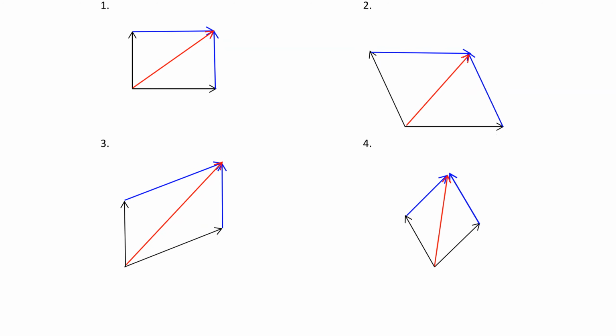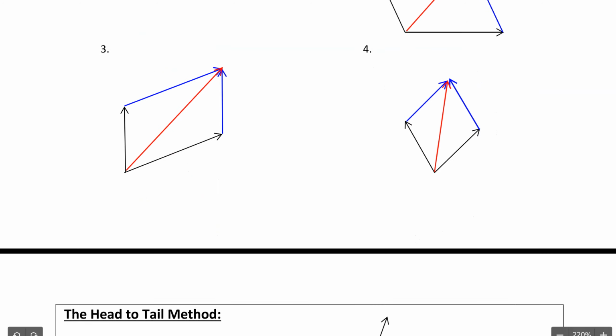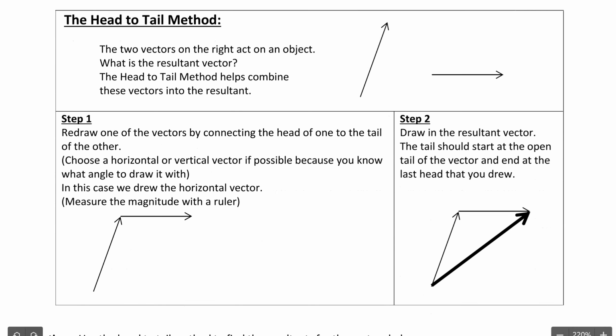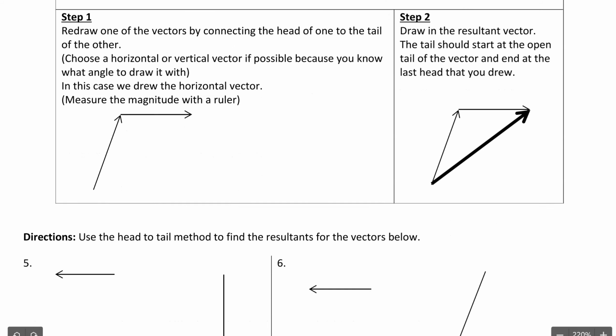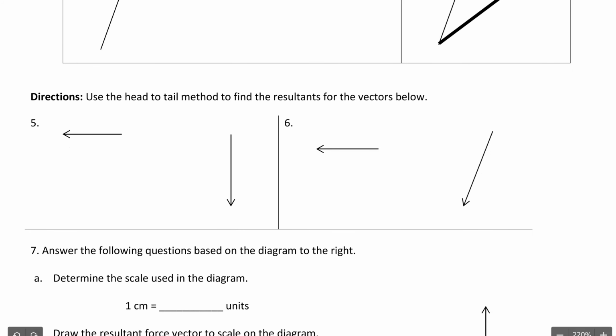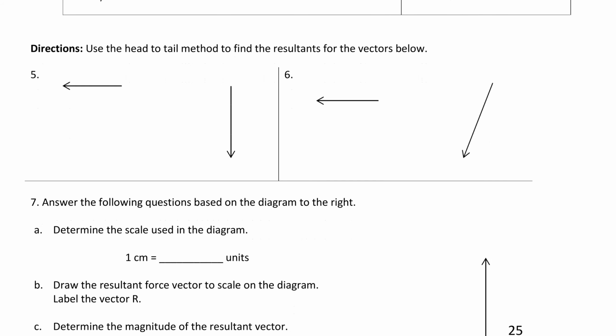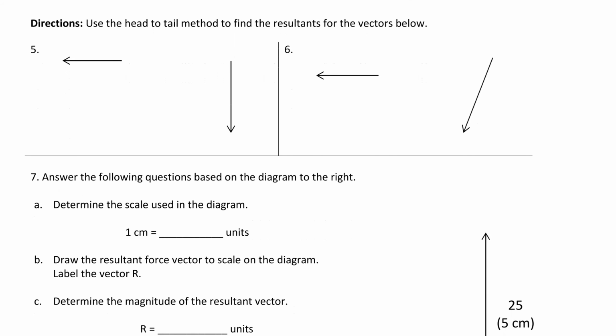You see how we're redrawing both vectors? If you just do the head to tail method, you only technically have to redraw one vector so that they're head to tail. And then you could stop there and draw the resultant. So that's technically less work because you're only redrawing one of the vectors. So let's try it that way. We're going to use the head to tail method to find the resultants below.